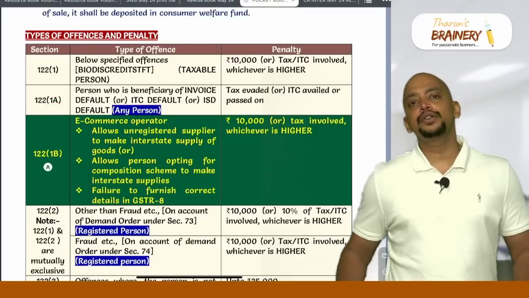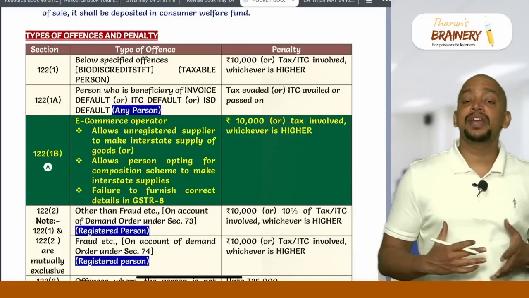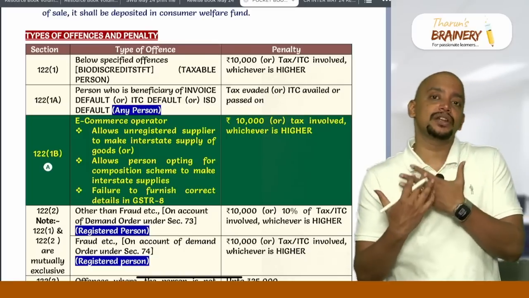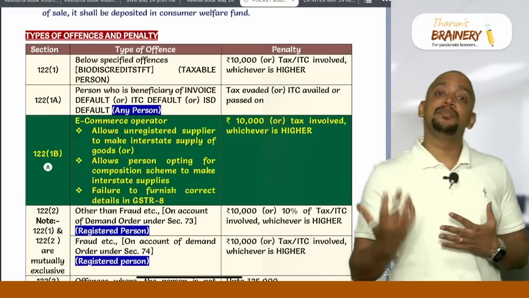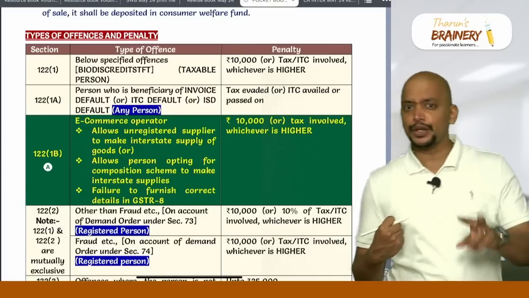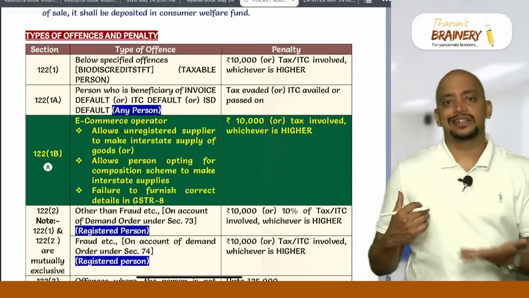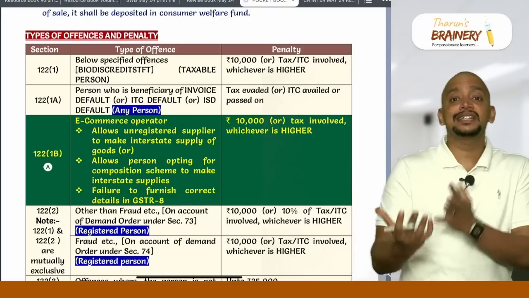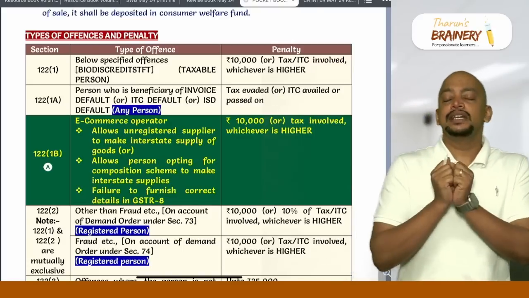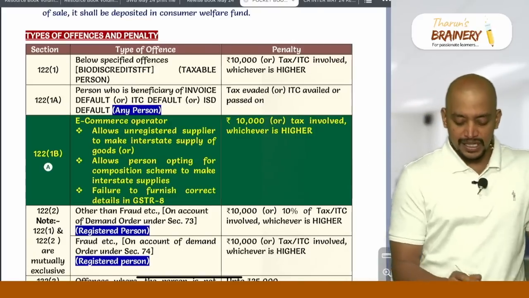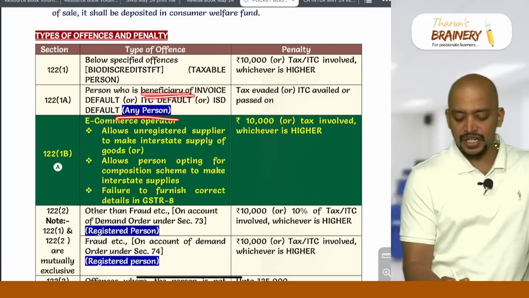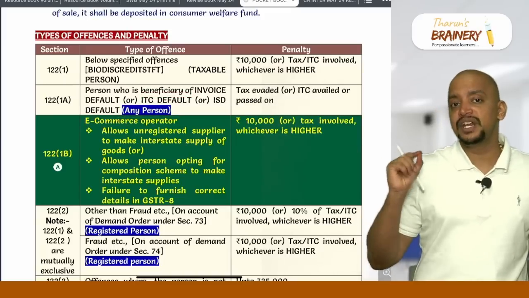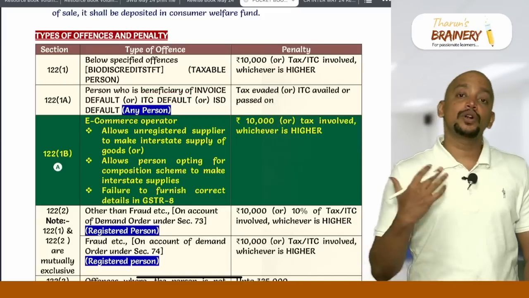Now 122(1)(a). 122(1)(a) applies to a person who is a beneficiary. He is not a person involved in the offence, but he is a beneficiary to the offence and he retains the benefit of the offence. Two aspects: at whose instance the offence is committed and who is retaining the benefit out of that offence. The penalty is on that person, at whose instance the offence is committed and who is benefiting out of that offence. Okay. So what are those offences?